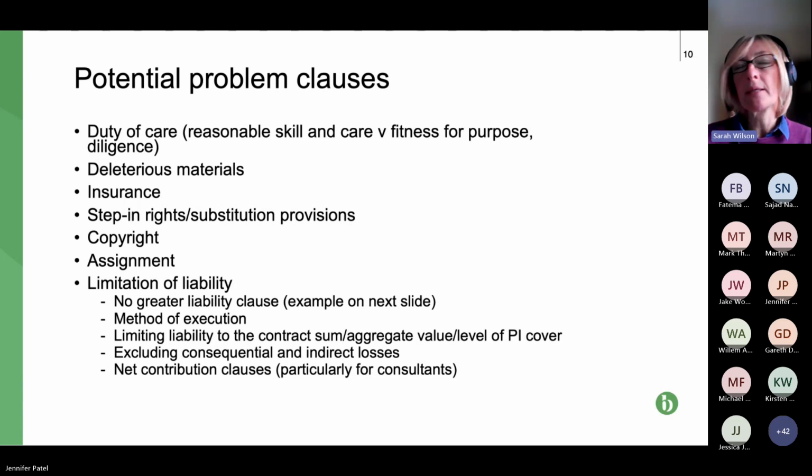There would be step-in rights, and we'll come to that in a minute. Copyright, we all know what that means. That's all to do with the design and ownership of the design rights. Assignment is to benefit the party, the beneficiary, who gets the benefit of the collateral warranty, so the funder, the new purchaser, the new tenant. It really just means that they can assign the benefit of the warranty to another third party. So it's another way of passing the rights on.